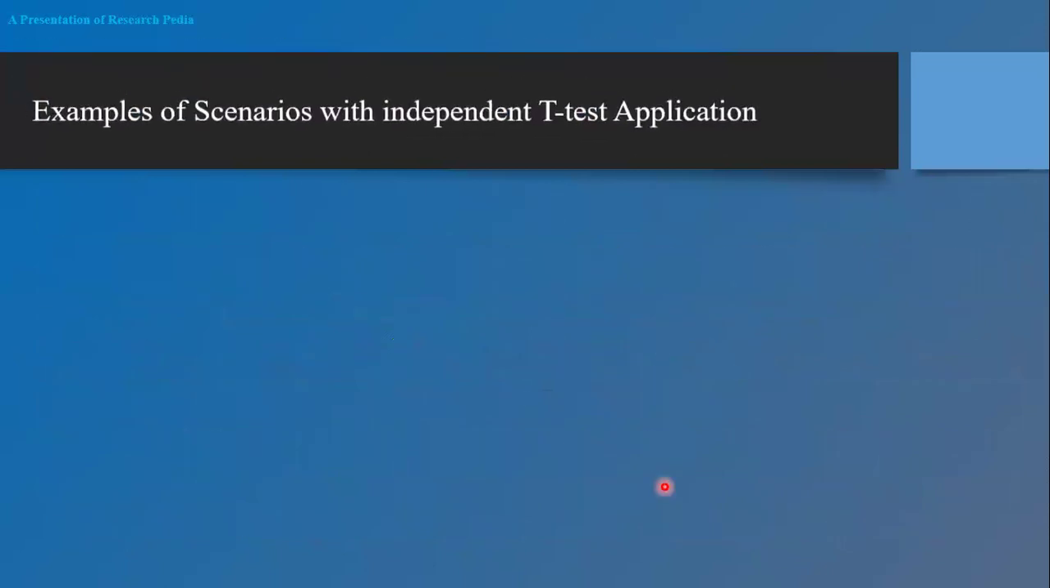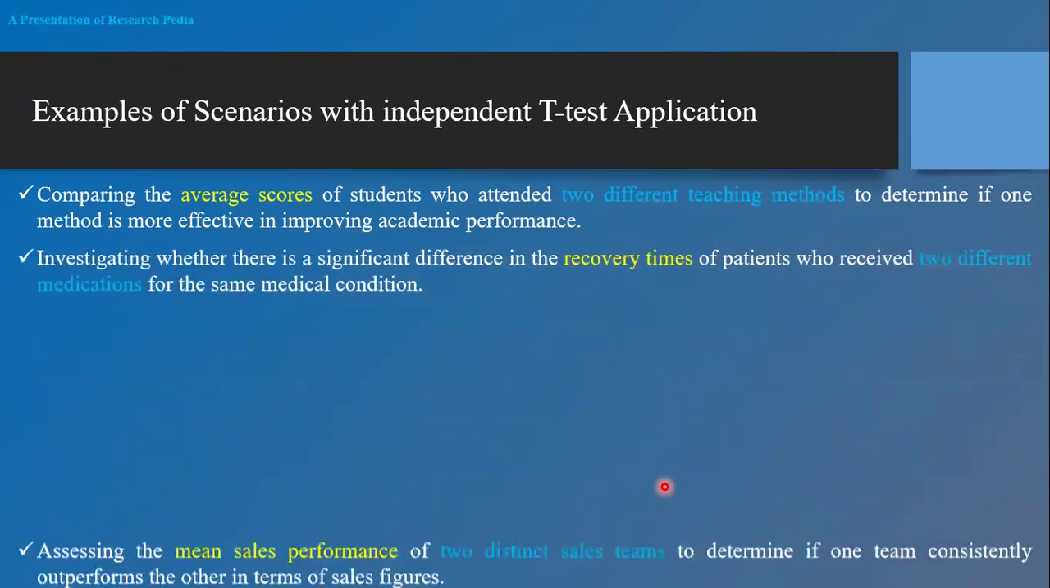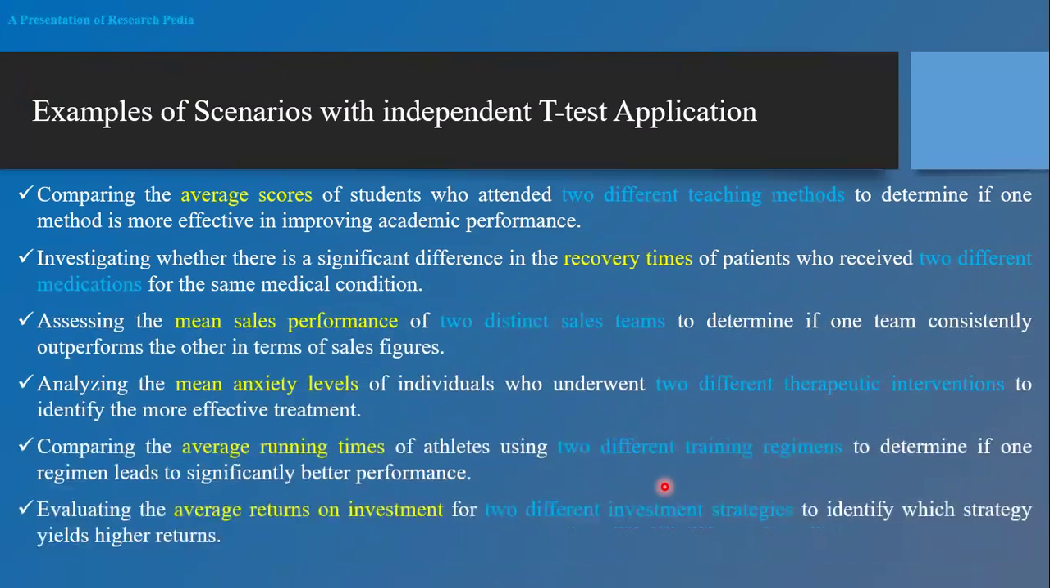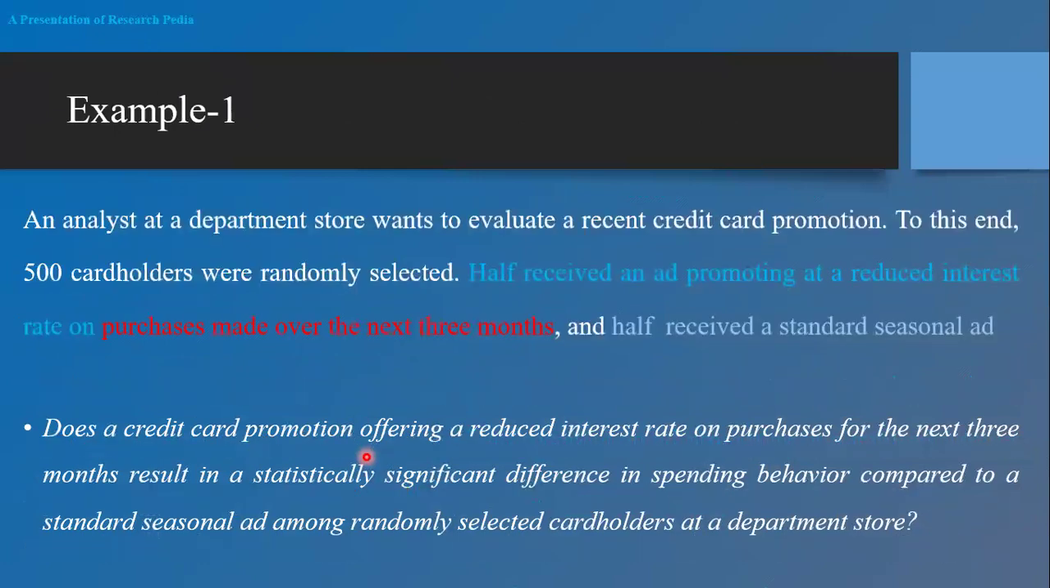So what we need to do, example scenarios with the independent t-test. There are a lot of scenarios I have discussed already, but as a guideline, you can see them again. These are some of the conditions that are applicable with t-test application. You can pause the recorded session if you want to read these in a detailed format. So let us discuss example one.